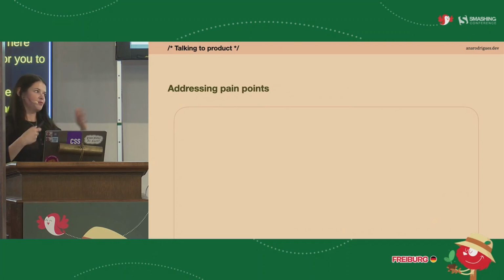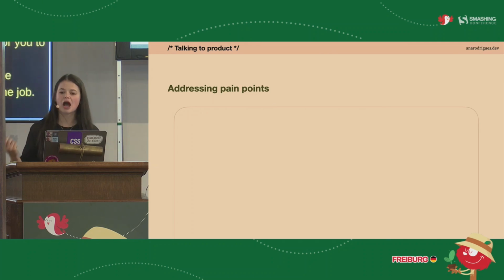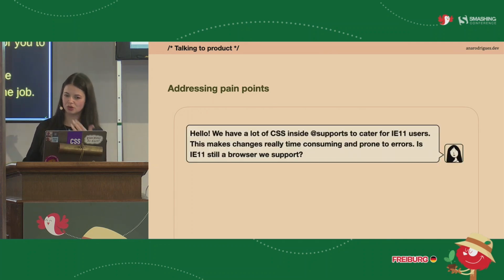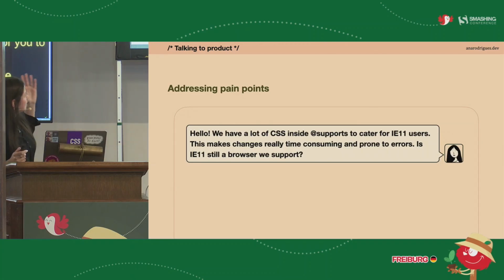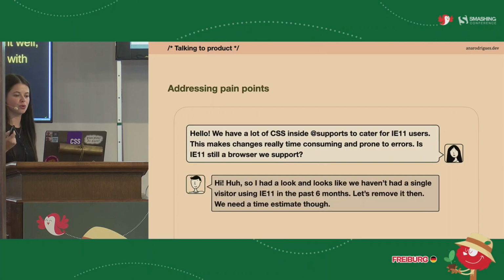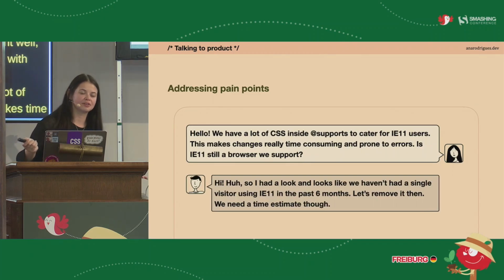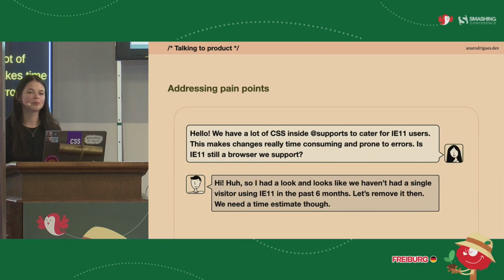Right. Assuming the CSS with carousel went well, let's address other pain points. This is a shorter version of how I will lay out the issues, so don't be shy to go in depth with examples. Hey, bestie, so we have a lot of CSS inside support security for IE11 issues. This makes changes really time-consuming and prone to errors. Is IE11 still a browser we support? So I had a look, and we haven't had a single visitor using IE11 in the past 6 months. Let's remove it then. And then they say the worst thing.